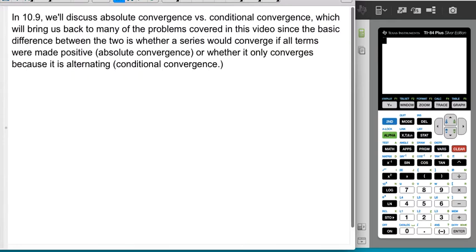All right, so when we get to 10.9, we're going to discuss absolute convergence versus conditional convergence, but that'll bring us back to some of the problems we covered in this video. The basic difference between absolute and conditional convergence is whether the series converges if it were all positive. So when we get to this, we'll talk about, for example, the harmonic series. It's a great example. The harmonic series does not converge, but the alternating harmonic series does. The alternating harmonic series converges conditionally because it only converges because it's alternating. It wouldn't converge if it were the regular harmonic series. That's it for 10.7.